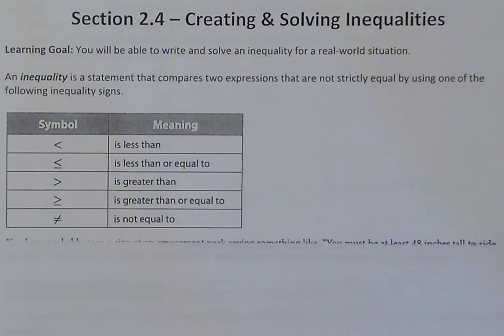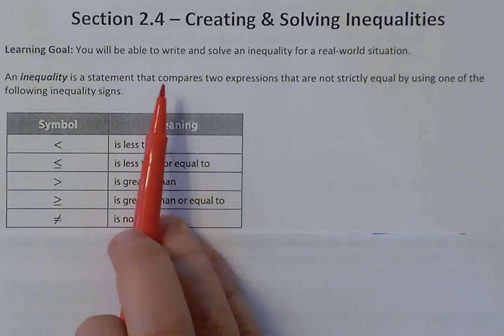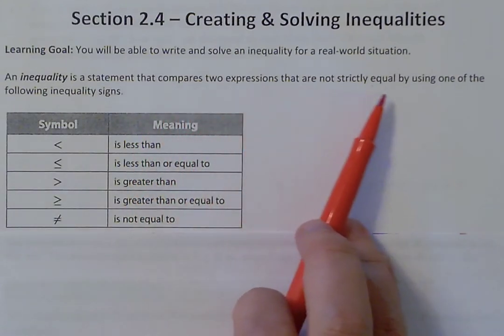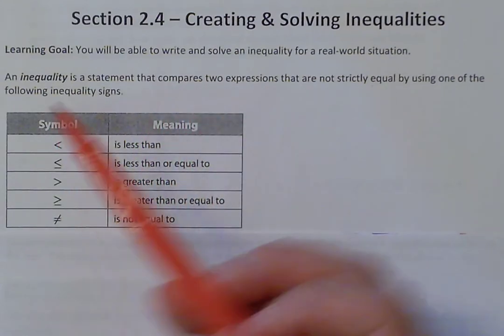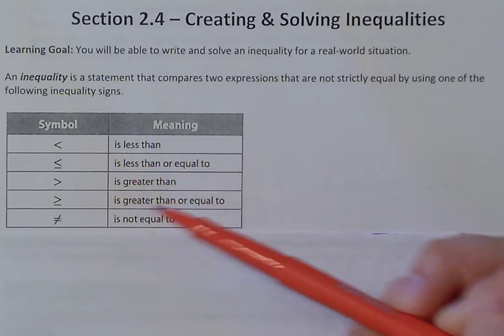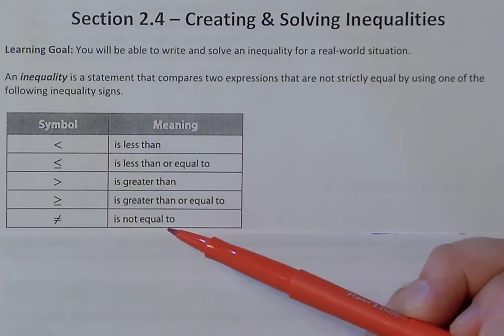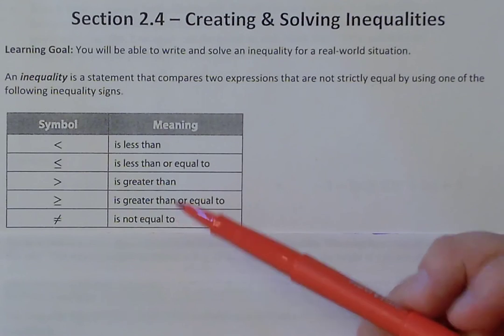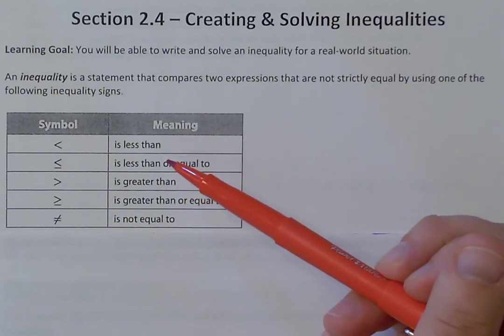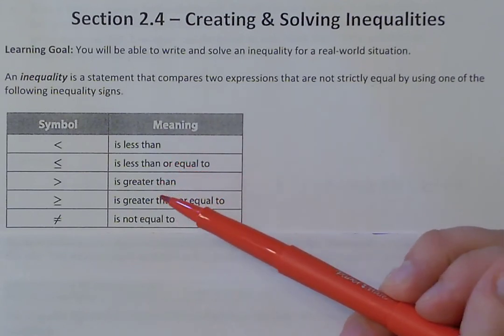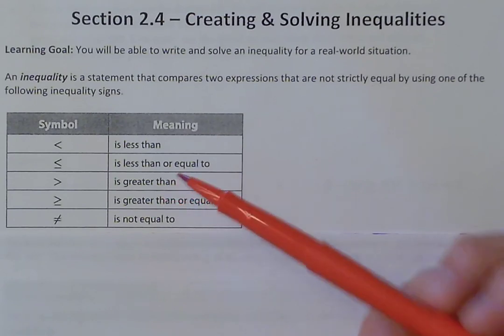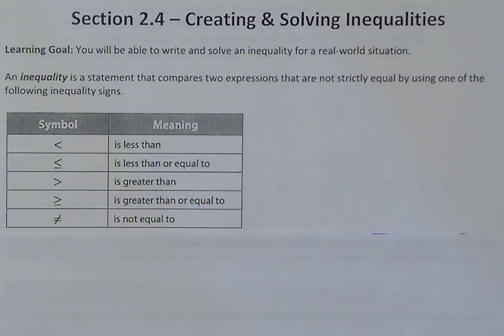Alright, so I've gone through and mentioned what an inequality is. An inequality is a statement that compares two expressions that are not strictly equal by using one of the following signs. Now, we're not really going to use the is not equal to sign, but we will use the is less than or equal to, greater than or equal to. Those are going to be the ones that we use for today.